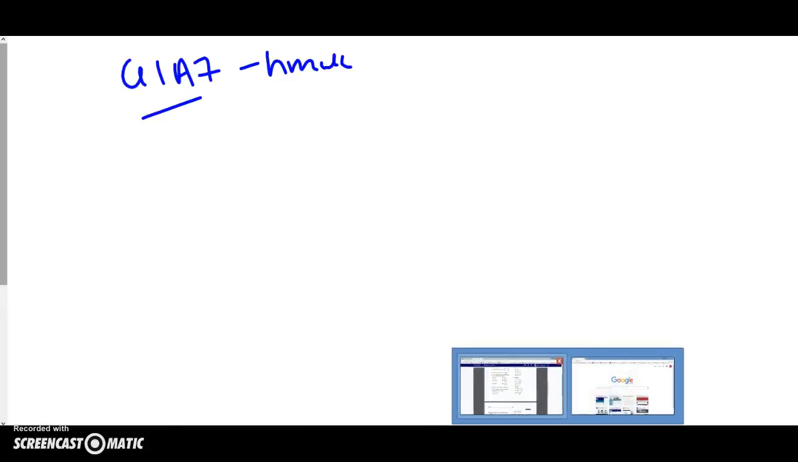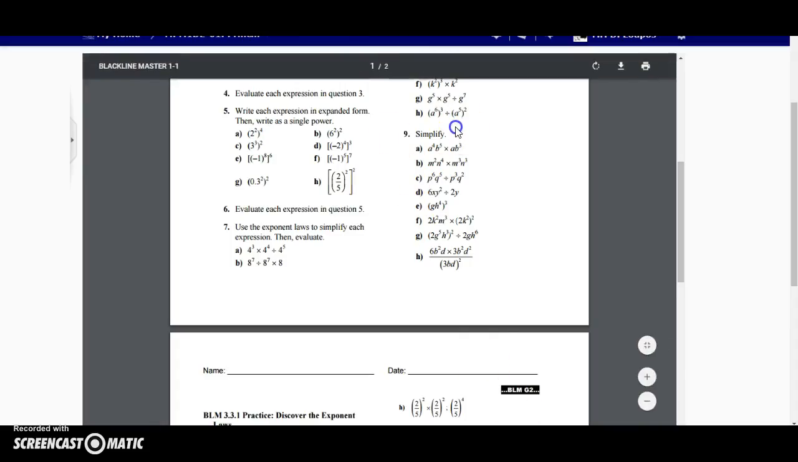Okay, guys, I had a couple of questions directed towards me about the U1A7. So let me write this out here so I know where I am. U1A7 homework, especially number 9. So if you look at the homework for number 9, let me see if I can find it here. Right here, questions like this. Okay, so questions like this here.